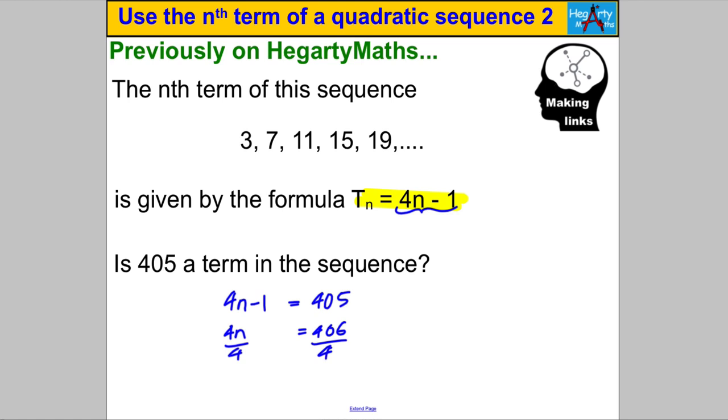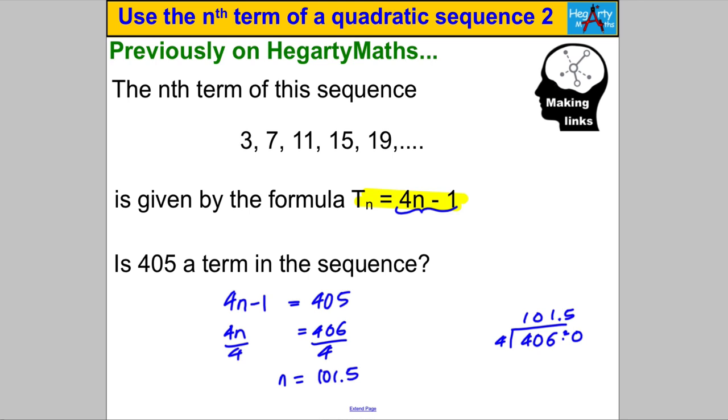by 4. Let's do the division over here. 406 divided by 4. Does 4 go into 4? Yeah, one time. Does 4 go into 0? No times. Does 4 go into 6? It goes in one time, but remainder 2. So you put a decimal there, put 2 there, and then does 4 go into 25 times? So because we get the answer 101.5, n is a decimal, so therefore n could not represent a position in the sequence, so 405 cannot be a term of the sequence. The other way around, if we had got n being something like 102, a perfect whole number, then that term would have been in the sequence.